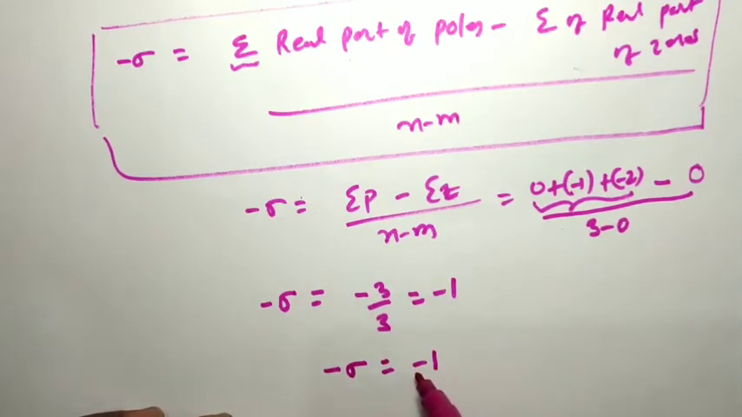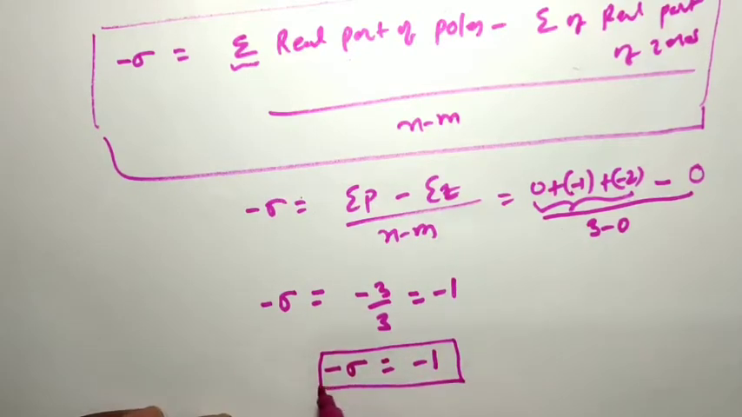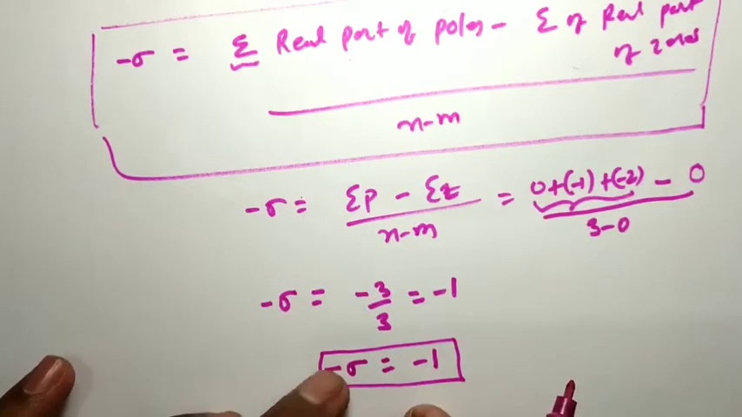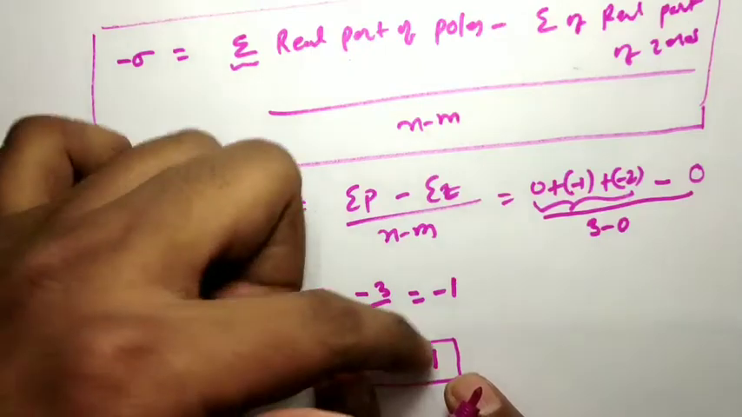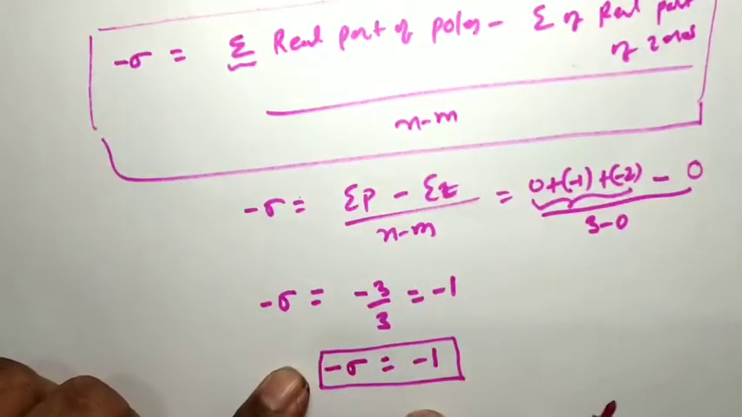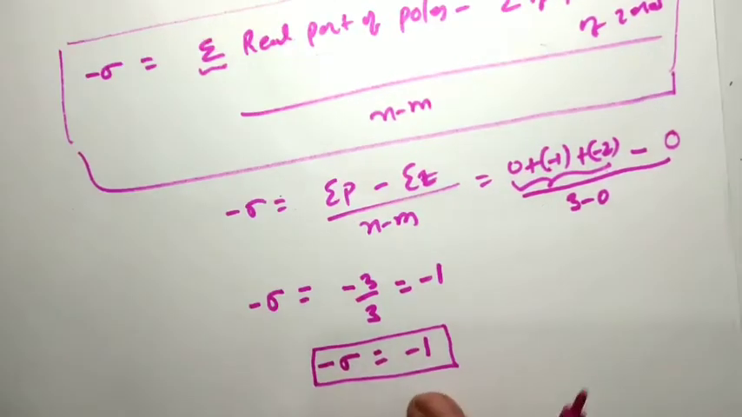So you should not cut this. So centroid is equal to minus 1. If we cut it, it's wrong. So we should not cut it. Centroid is going to represent minus sigma. So when you get minus 1, you should not cancel it, right? So your centroid is minus 1.